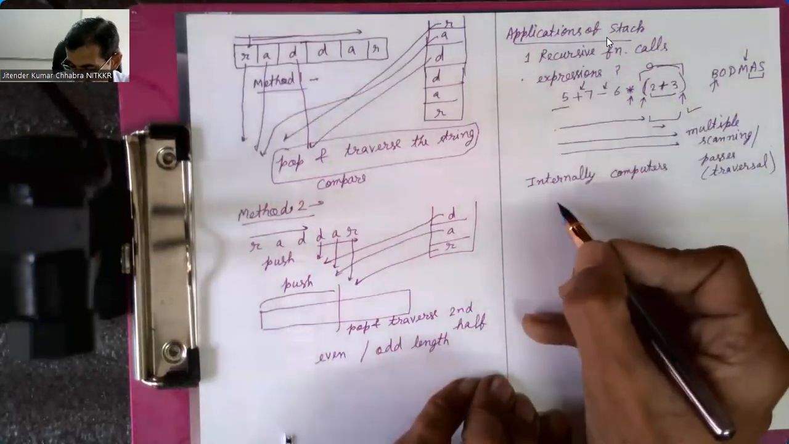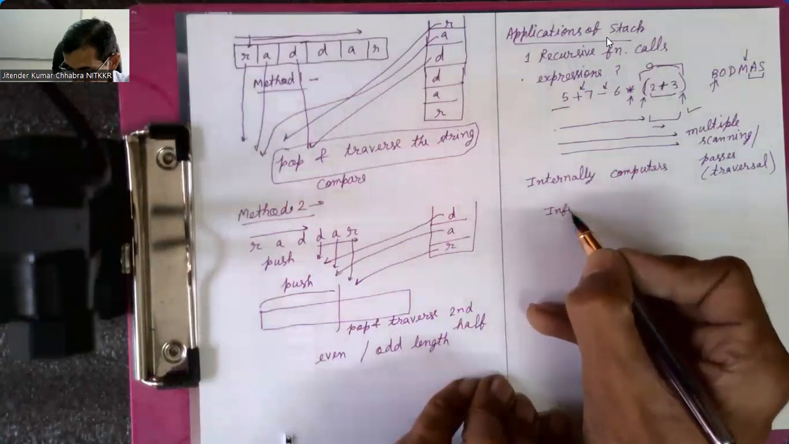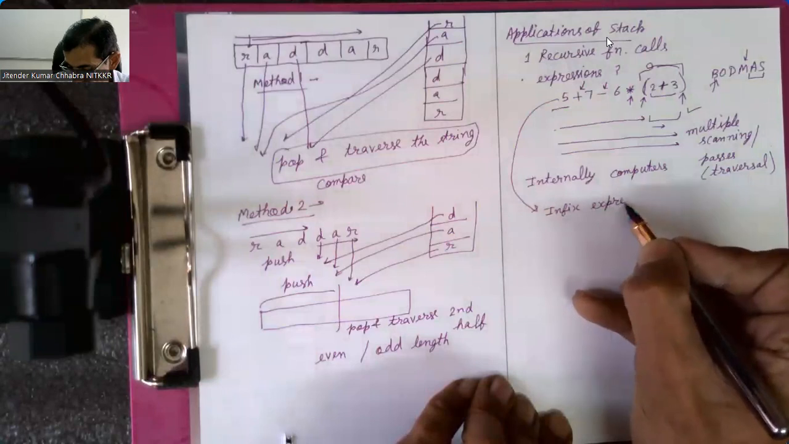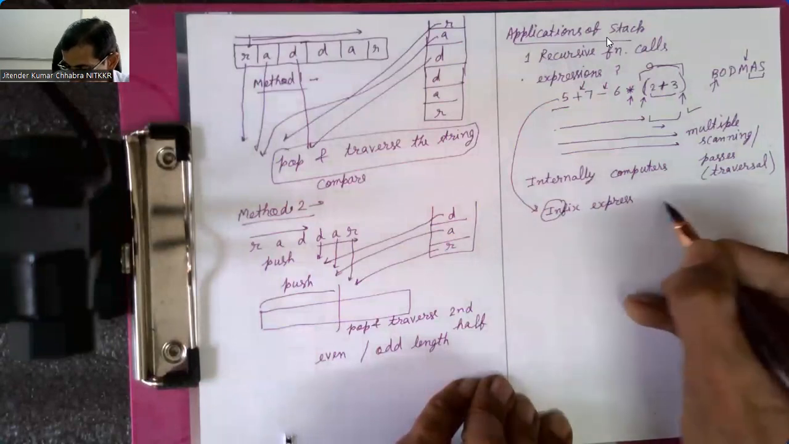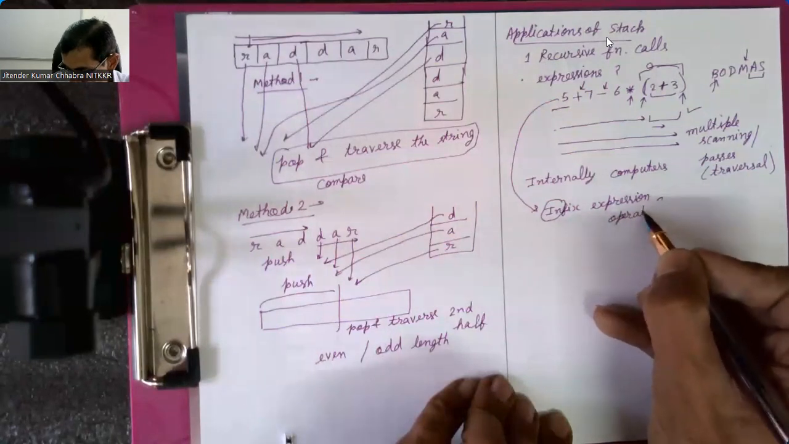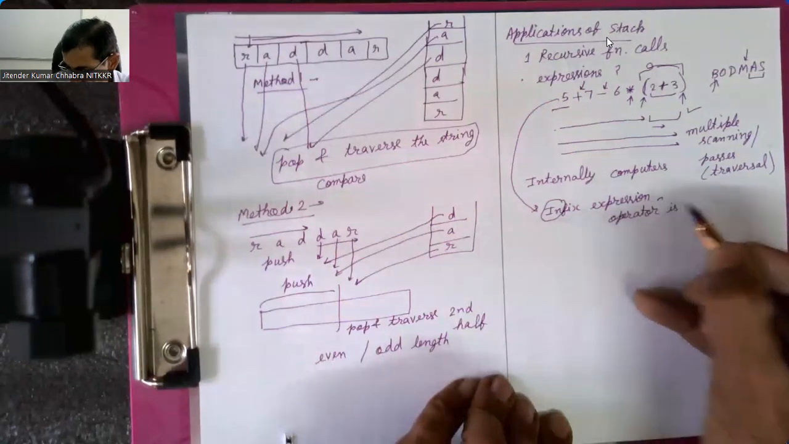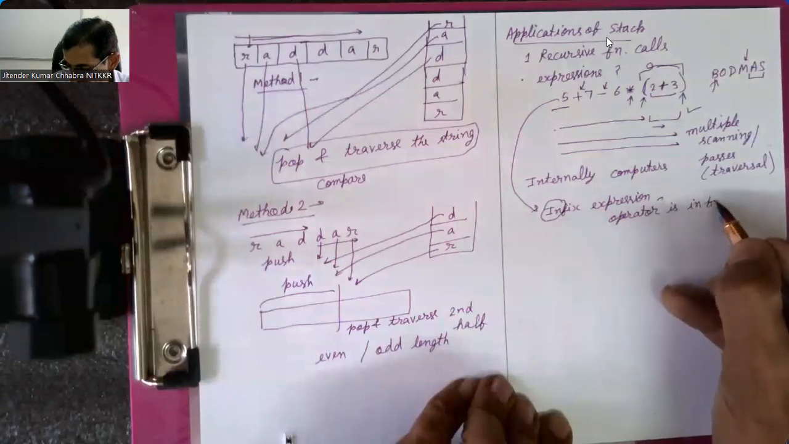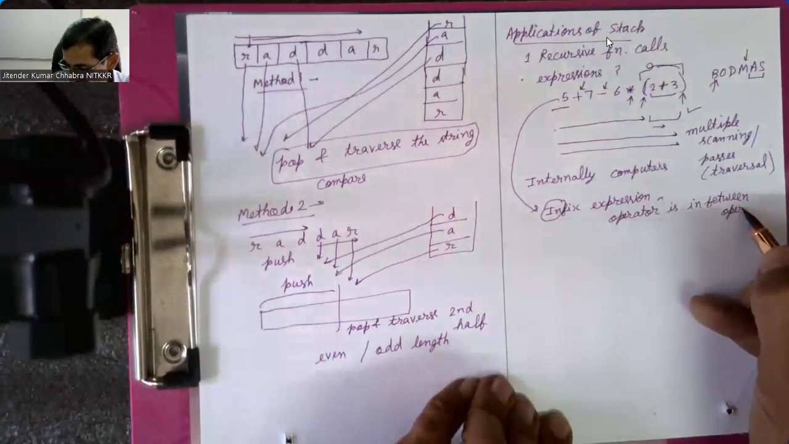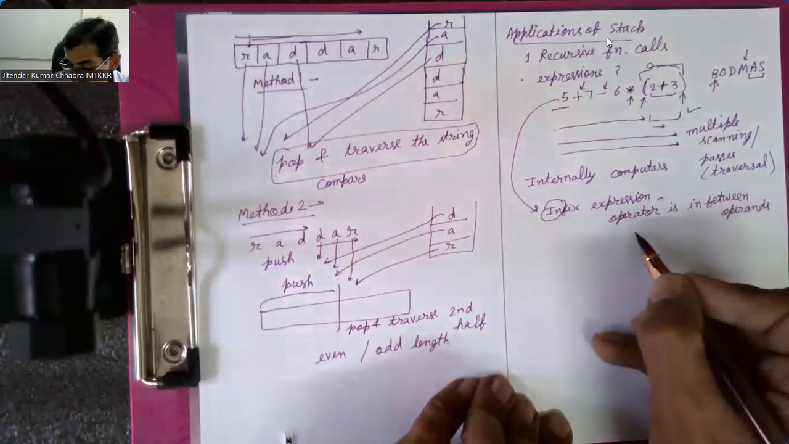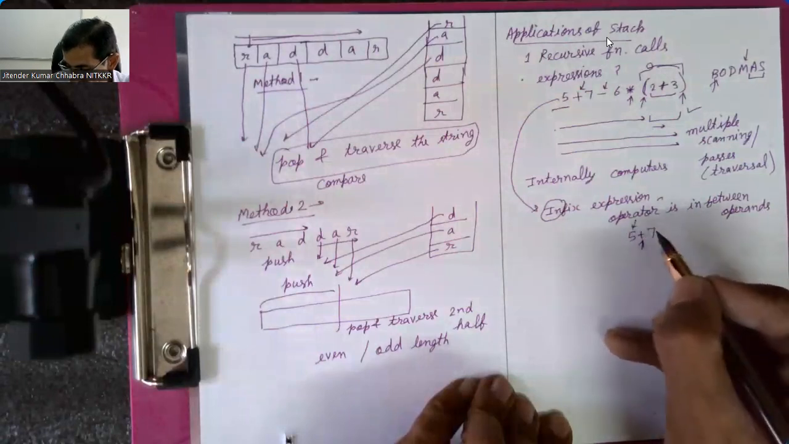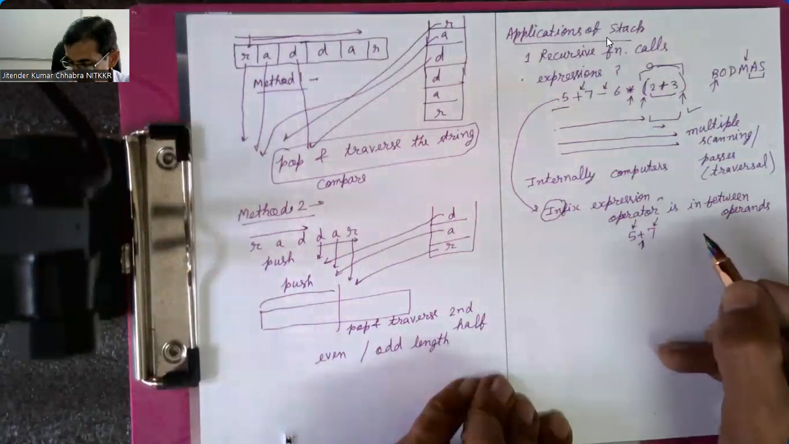Such an expression is called an infix expression. In an infix expression, the word infix means the operator is in between the operands. So whenever you list the operator in between the operands, it is called an infix expression. For example, you write 5 + 7. For the plus to operate, one operand is 5 and the other operand is 7.